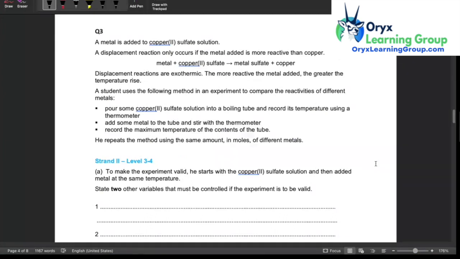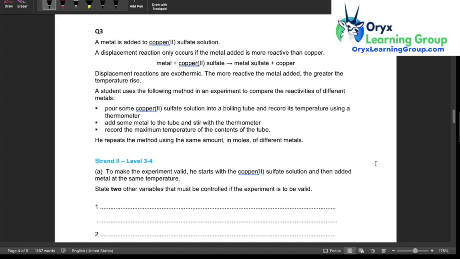Okay, so a metal is added to a copper sulfate solution. A displacement reaction only occurs if the metal added is more reactive than copper. And there's the equation there. And displacement reactions are exothermic. The more reactive the metal added, the greater the temperature rise.